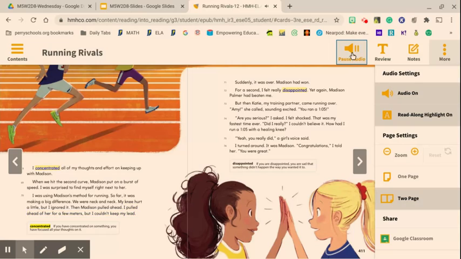Concentrated. If you have concentrated on something, you have focused all your thoughts on it.